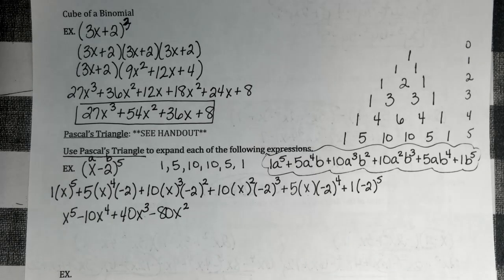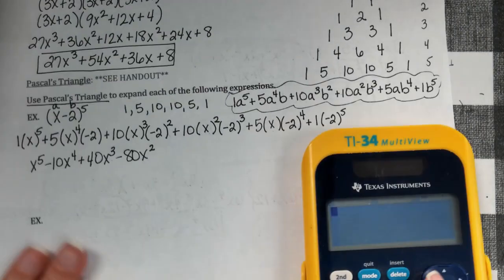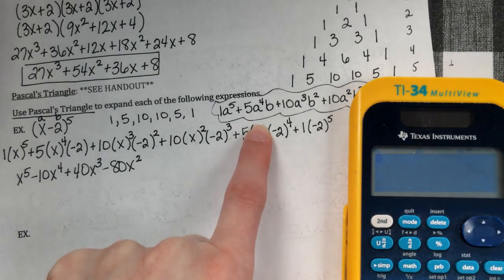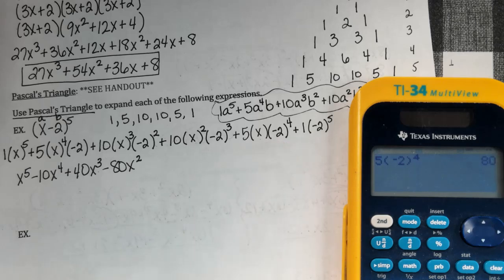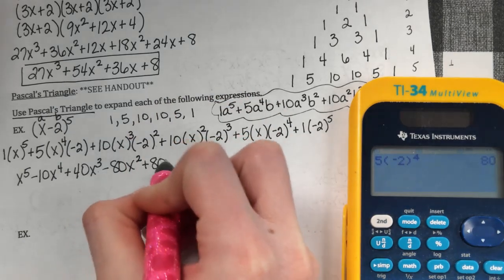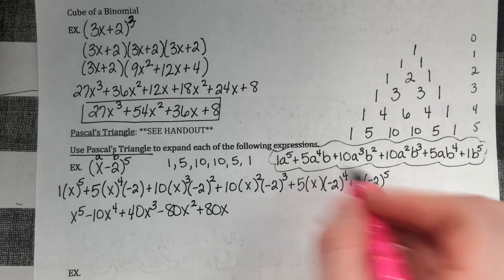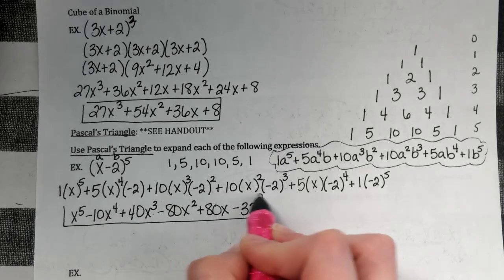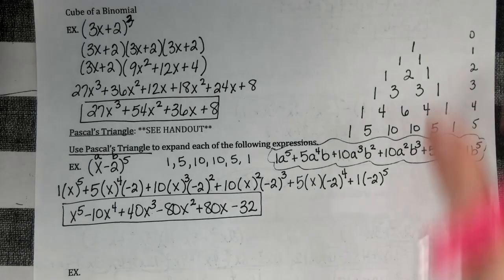If you have trouble with your exponents, then you can write it the way you would type it, just without the x. So if I'm doing 5 times negative 2 to the 4th power, write it in how you type it, and you get a positive 80 as your coefficient, and then x gets tacked on. And then my last term, negative 2 to the 5th power, is negative 32. Okay? So we're going to look at one more example like that.